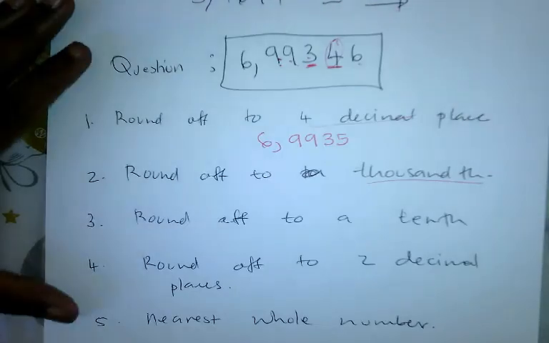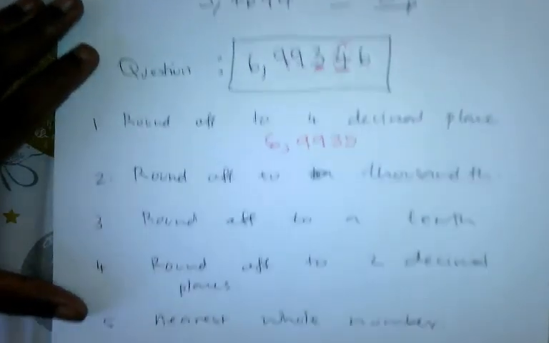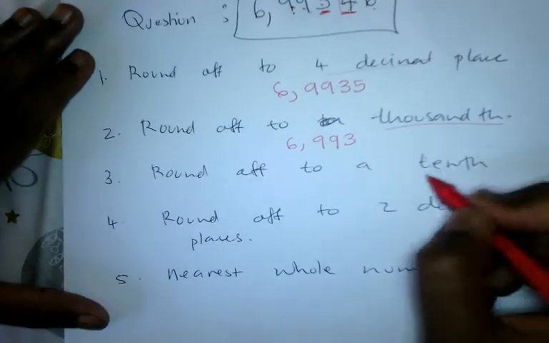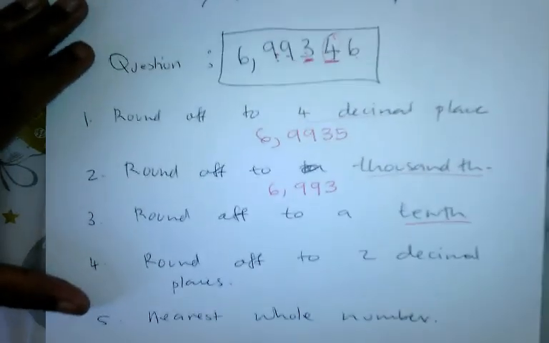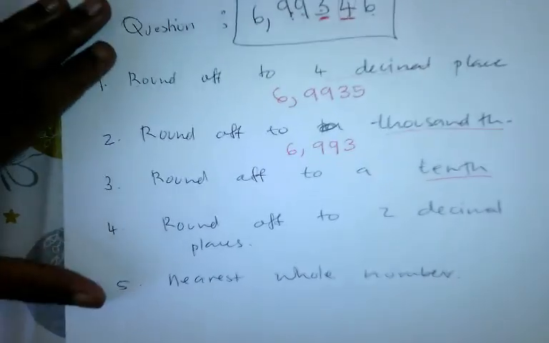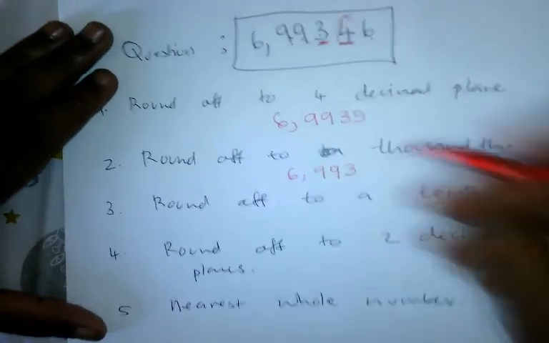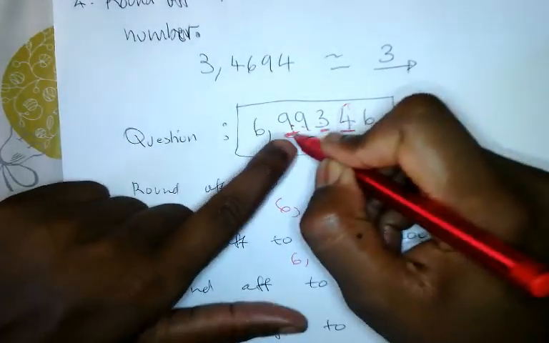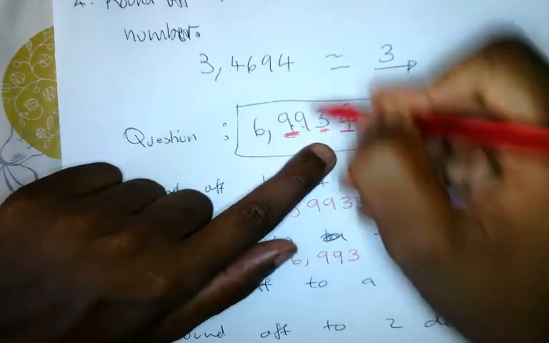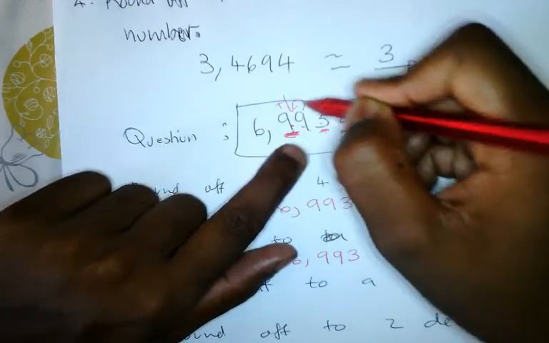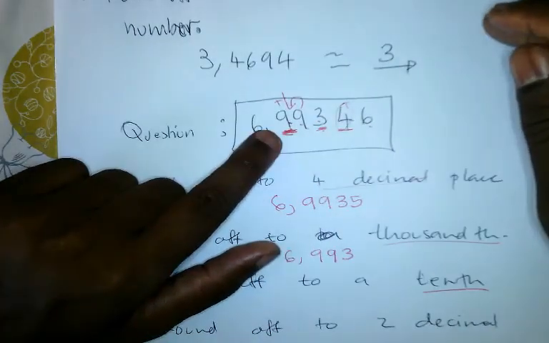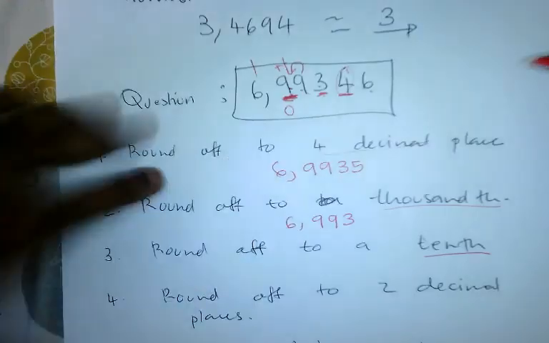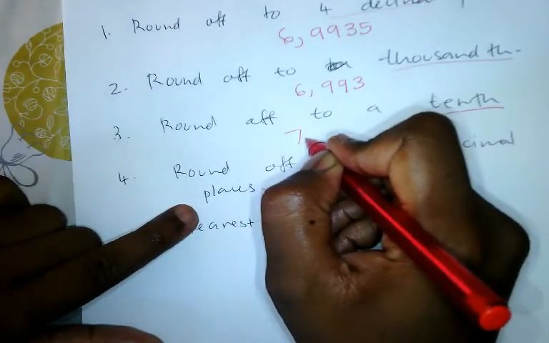So the answer will be 6,993. A tenth has how many decimals? 1 decimal. So I only want 1 decimal. Look on the board. What is the number next to this 9? It's a 9. So it's going to add 1 to the 9. 1 plus 9 is how much? 10. So here I'm going to have 0. Then I carry over the 1. So the answer here is 7,0. I have to put that because they want the decimal. If you just write 7, it's not correct.